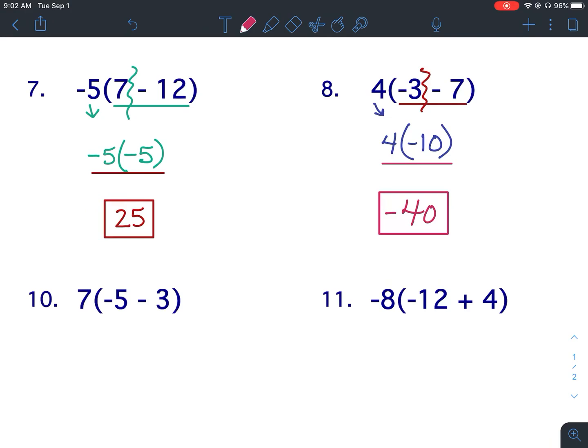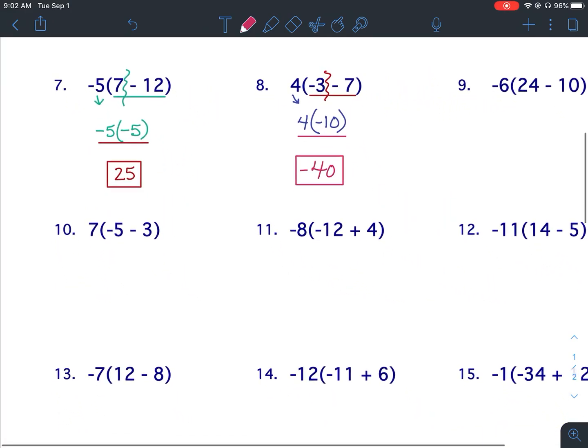And that is the work that you need to show for questions 7 through 15. You don't necessarily need the arrow or the squiggly line, but you must show this second line of work here using parentheses to show the multiplication and then the final answer. If you have any questions on how to do any of the problems for Integers worksheet number 2, please let me know.